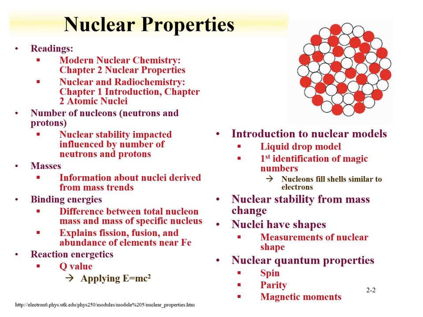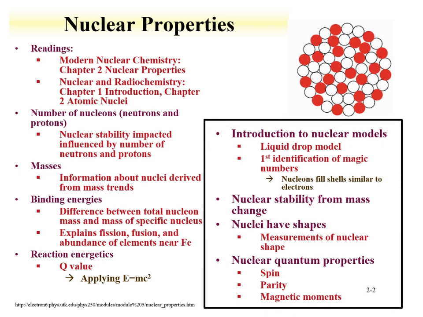In the second part of the lecture on nuclear properties, we're going to introduce nuclear models, primarily the liquid drop model, and we're going to show where it works, where it doesn't work, and where it fails is actually used to derive the idea of magic numbers.